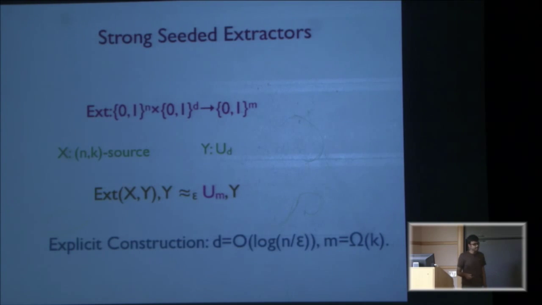So one interpretation of this is that there are polynomially many functions such that, for every source, almost all of them are good. Yeah, exactly. So we'll use this property that, for most seeds y, the output of the extractor is close to uniform.